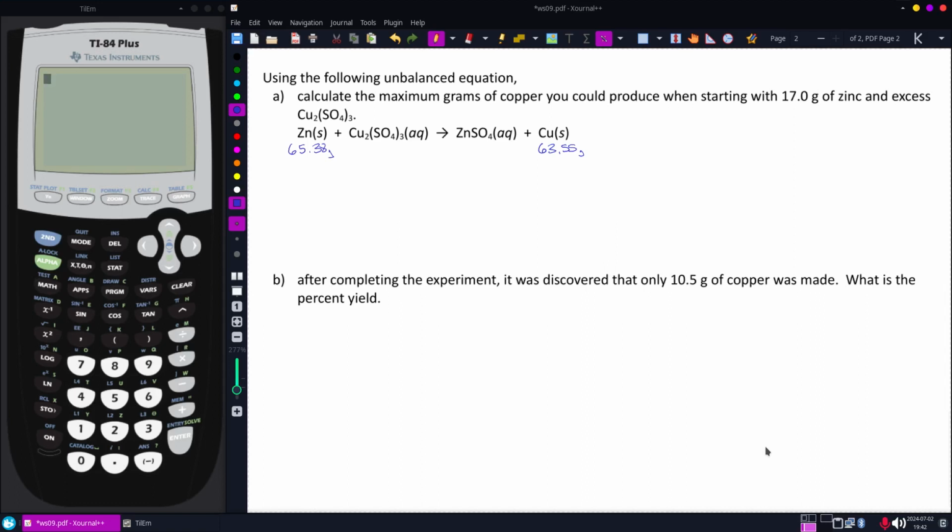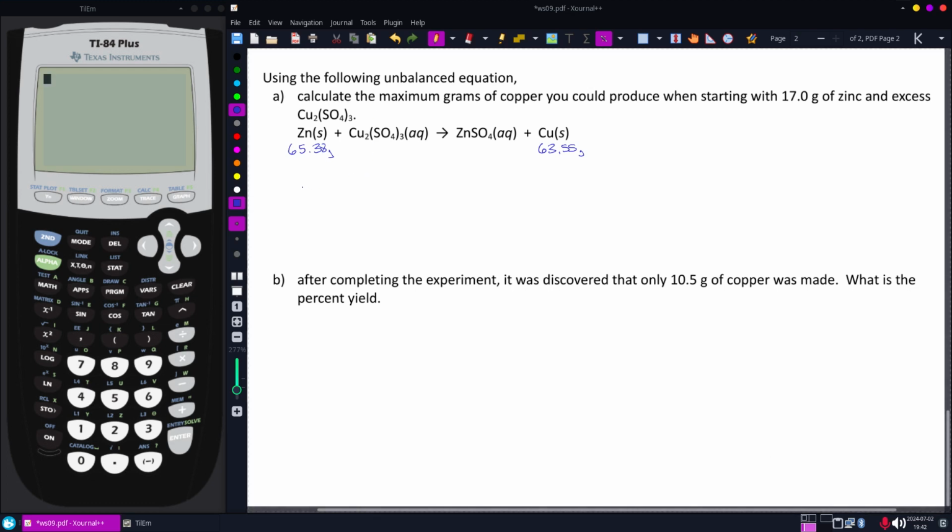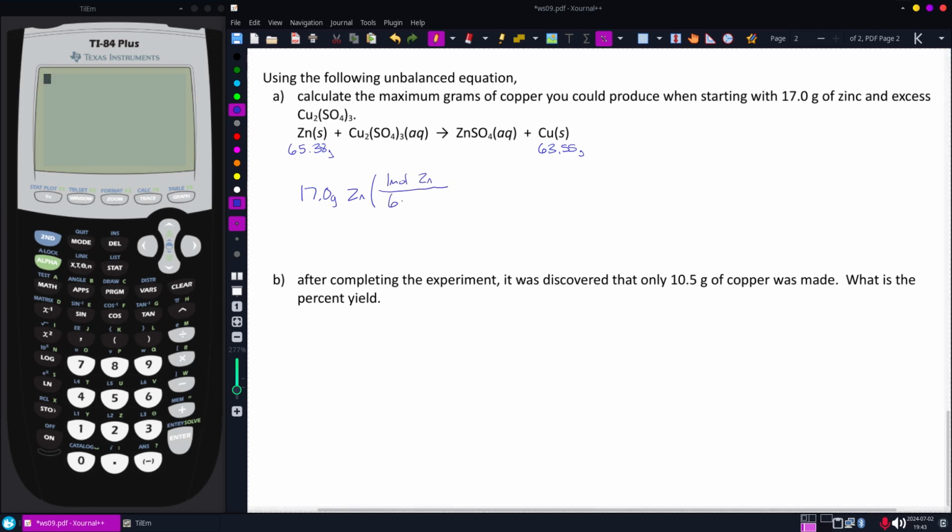Alright, we're going to look at all of question 4 now. So I have a balanced equation with the zinc, the copper sulfate forming just copper and zinc sulfate. And I want to calculate the maximum amount of copper I could produce, otherwise called the theoretical yield of copper. Alright, so I have 17 grams of zinc. And I'll convert that into moles of zinc using the molecular weight that I wrote down earlier.